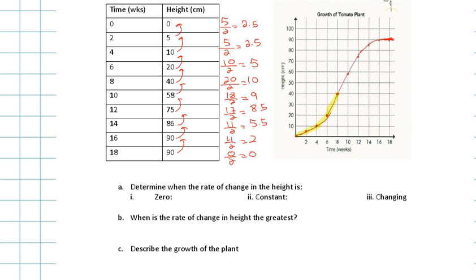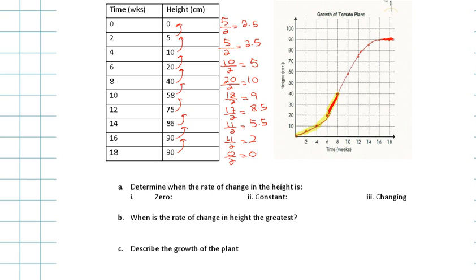So when did the plant change the most? Between what weeks? 6 and 8. That's when they had a slope of 10. Okay, so that's when it grew the fastest, right? And then between 8 and 10 is when they grew the second fastest, right?